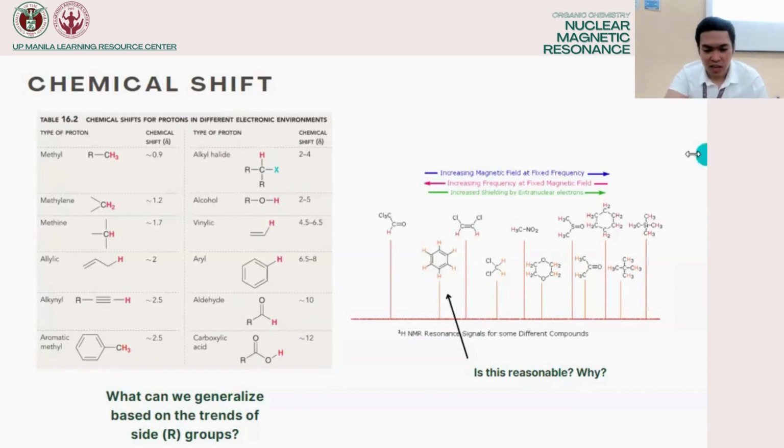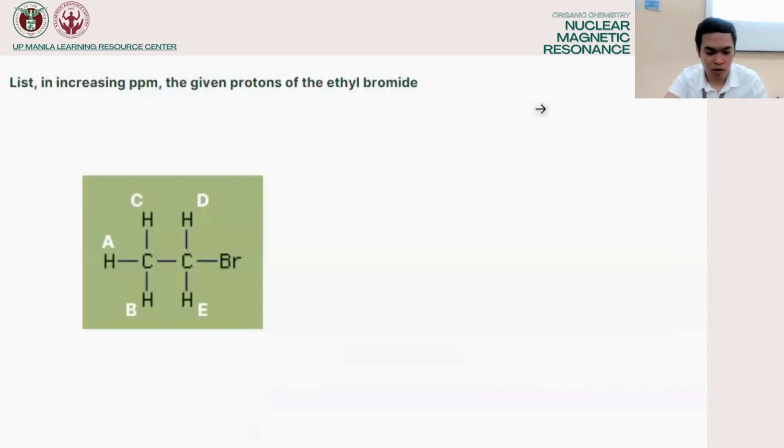Knowing all this, we can now go to answering or predicting the chemical shifts of the signals. Okay? So, sige, balik tayo kay bromoethane. Can you list in increasing ppm the given protons of the ethyl bromide A, B, C, D? Sige nga. I'll give you 30 seconds.